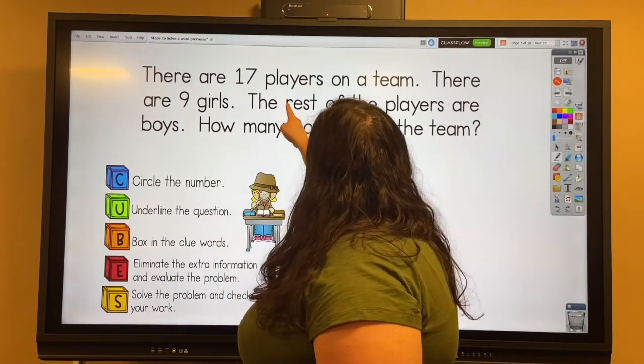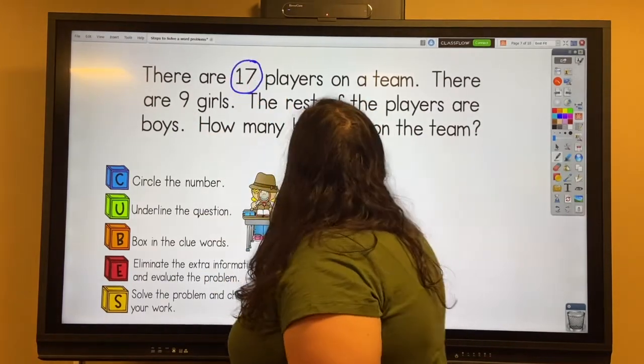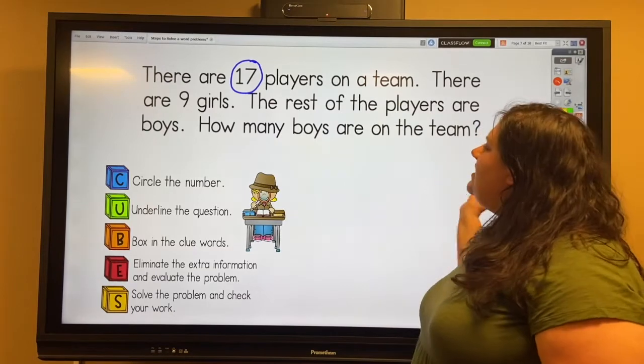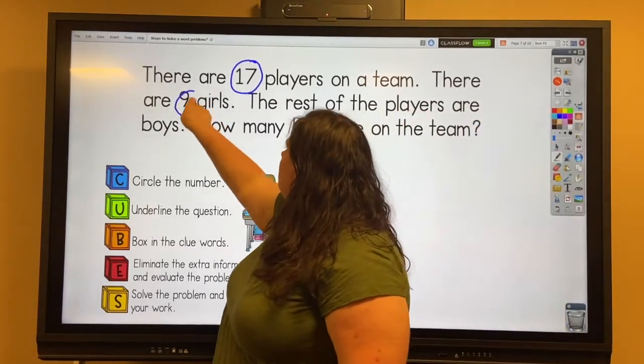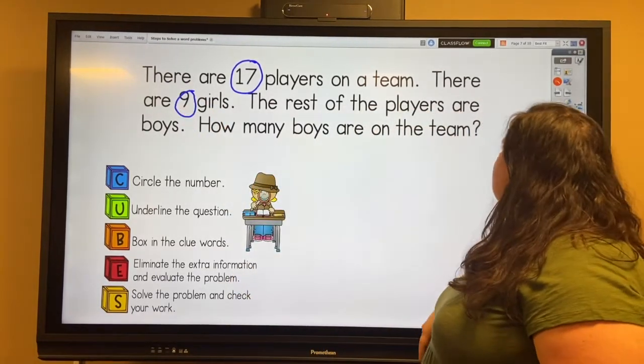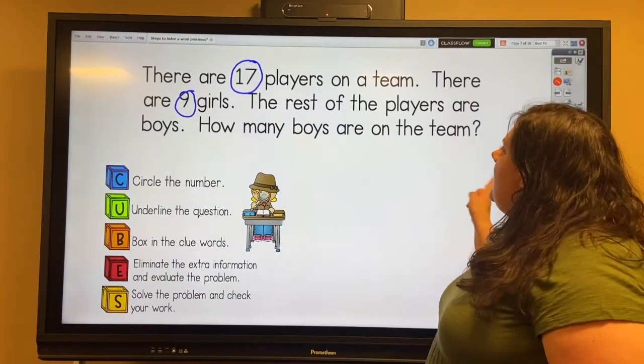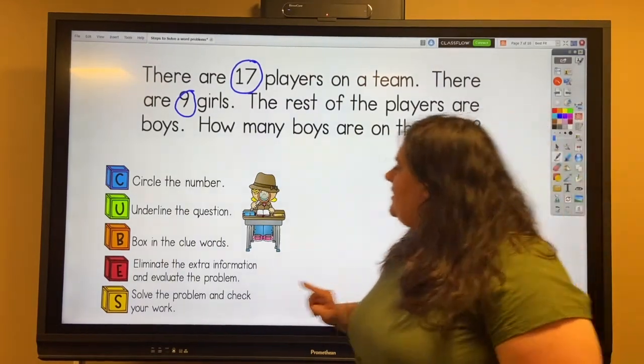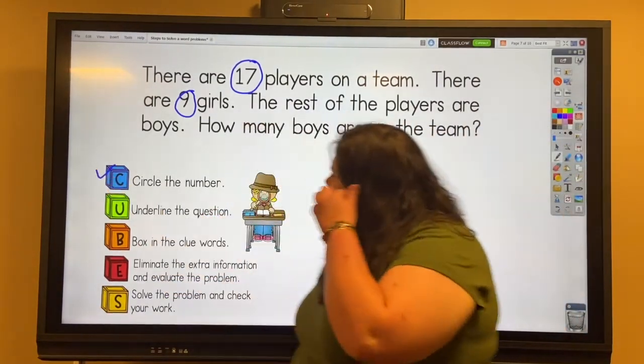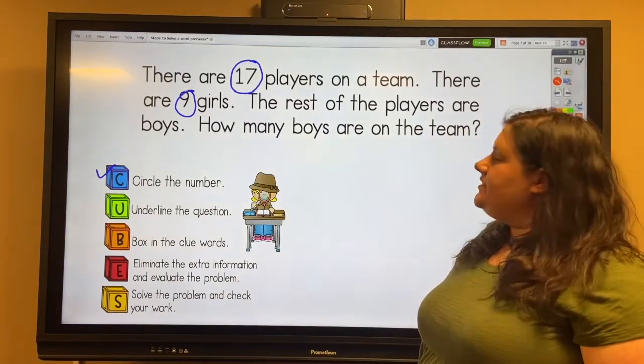So there are 17 players. 17 is a number on a team. There are 9 girls, all right, 9. The rest of the players are boys. How many boys are on the team? All right, I circled all my numbers. Okay, let me underline the question.